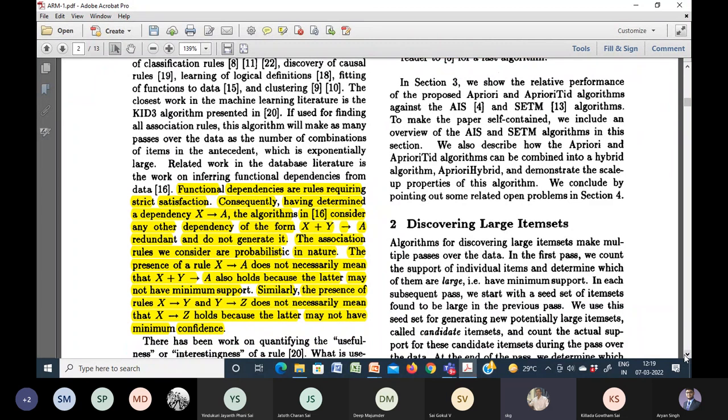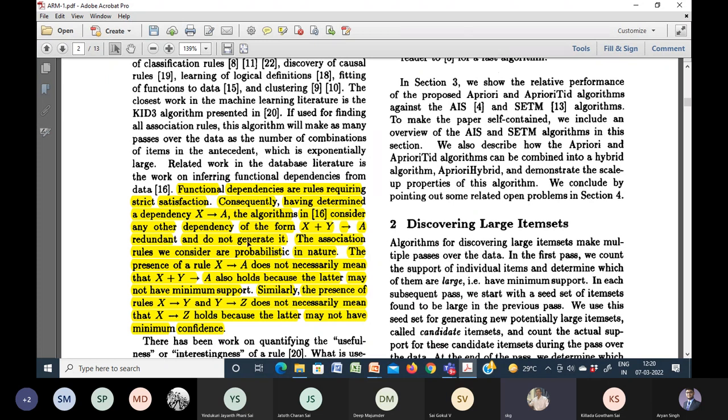But what you have already read are rules requiring strict satisfaction, right? So it needs to be strict. Consequently, having a dependency X implies A, consider that any other dependency X plus Y implies A is redundant, right? So X implies A and the other is redundant.